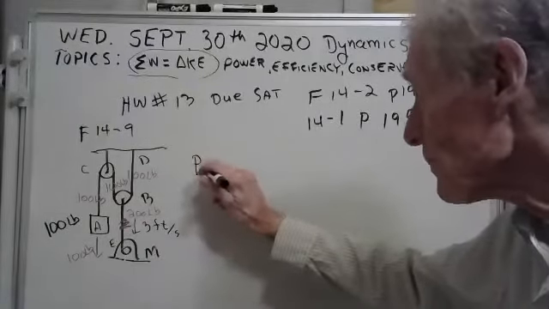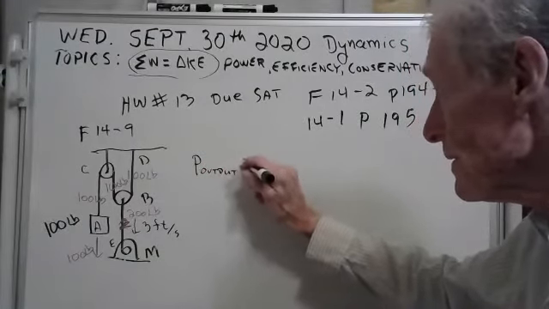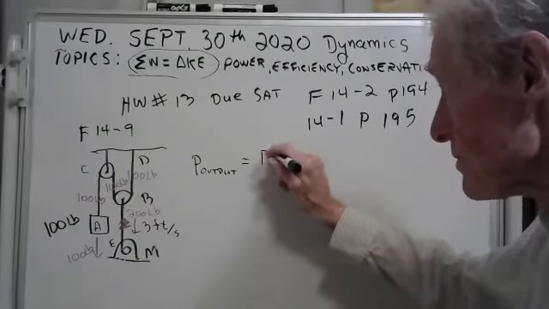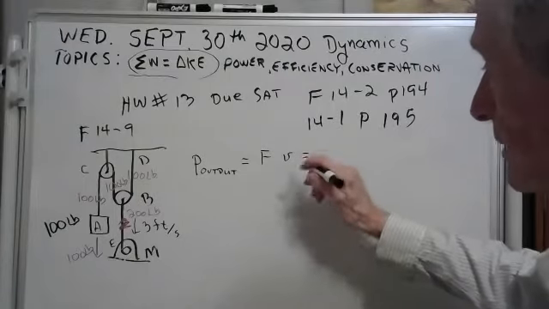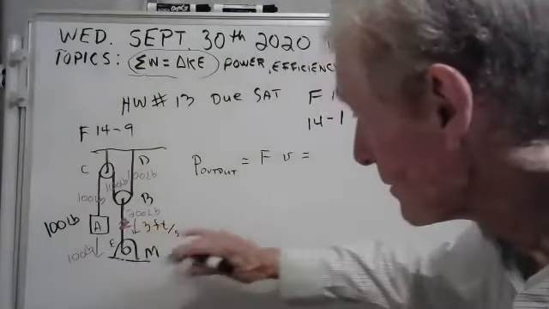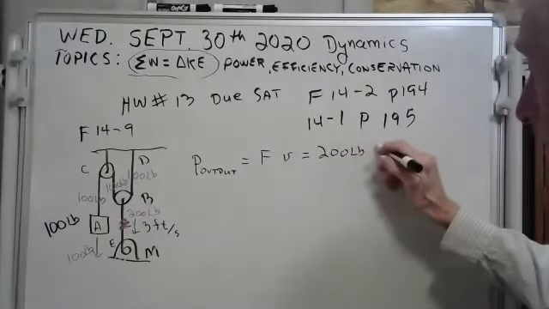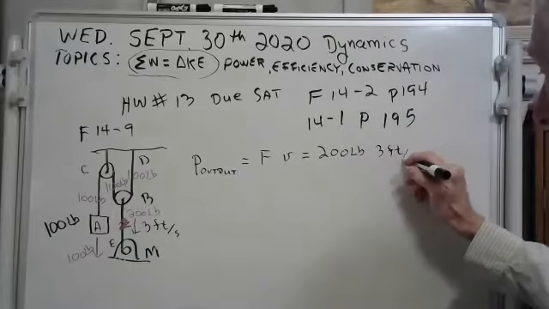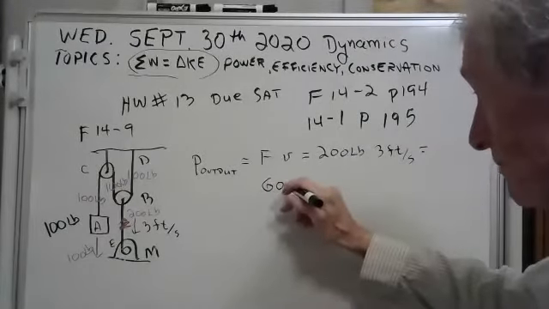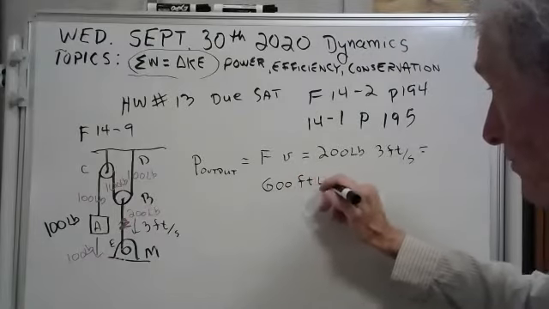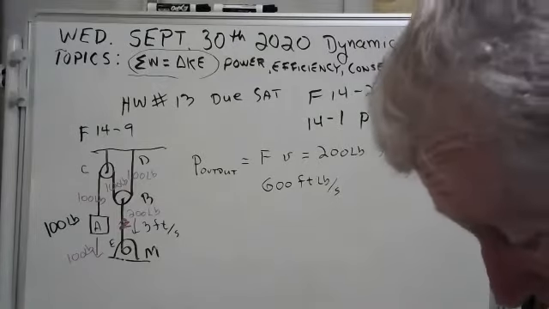The output power of the motor is equal to the force times the velocity. The motor's pulling on that with 200 pounds, and the velocity is 3 feet per second. So I'm getting 600 foot-pounds per second. That's the output power.